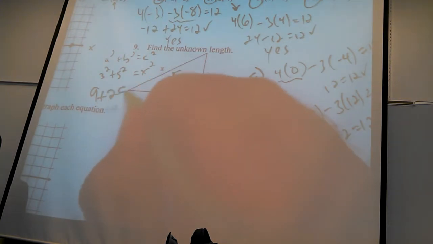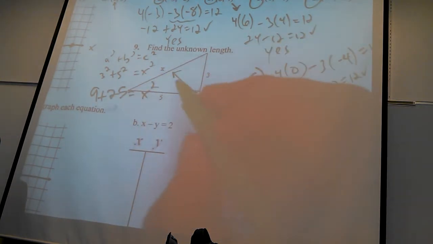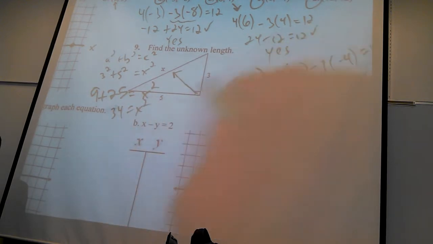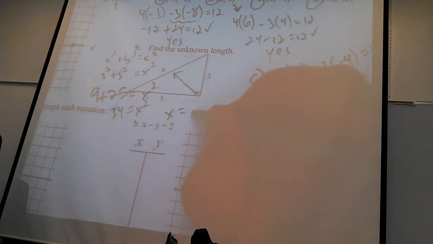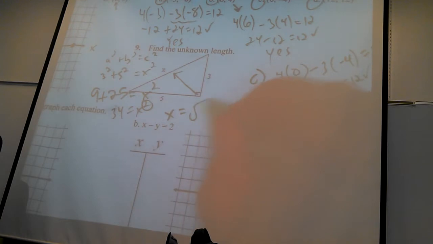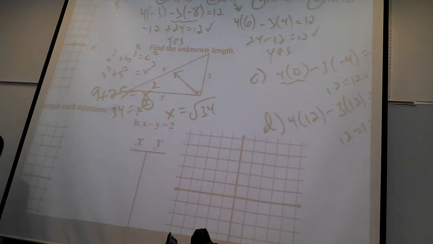9 plus 25 equals x squared, which is 34 equals x squared. So what's x? 34 is between 6 and 5. How do you undo a square? Take the square root. So the answer is the square root of 34, which is 5.83. Good.